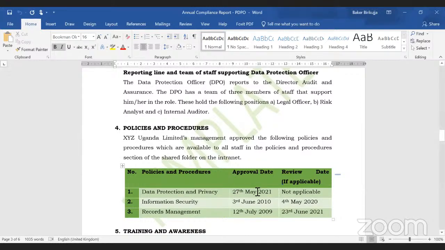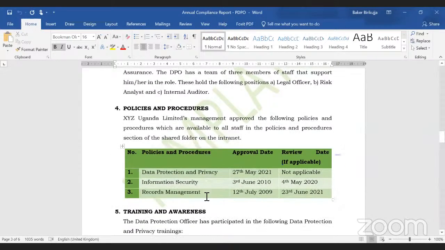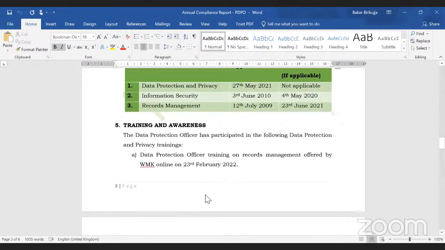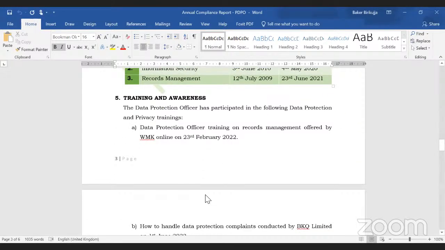In case you don't have any, you can indicate possibly if this is in draft or when you intend to do it. Or in case you have none, you can indicate that none is available at the moment. Then training is another. Now training is twofold. Training of the data protection officer, what they've undertaken and the dates on which they took them, and also the subject matter. That is very key.